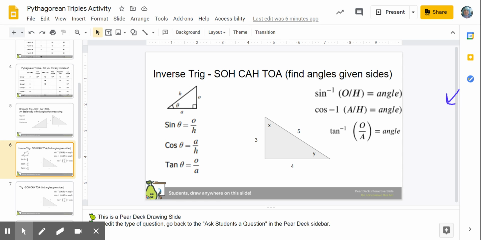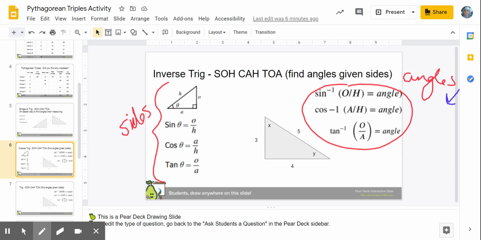So let's see what that means. If you go to slide 6, I've just given us one triangle. We're going to try to find x. Over here on this side are the formulas to find sides, and these are the formulas to find angles. So we're going to use these. If I'm trying to find x, what's the O? What's on the opposite side? Four. Yes, 4. What's the hypotenuse? 5. So put a 5 here.